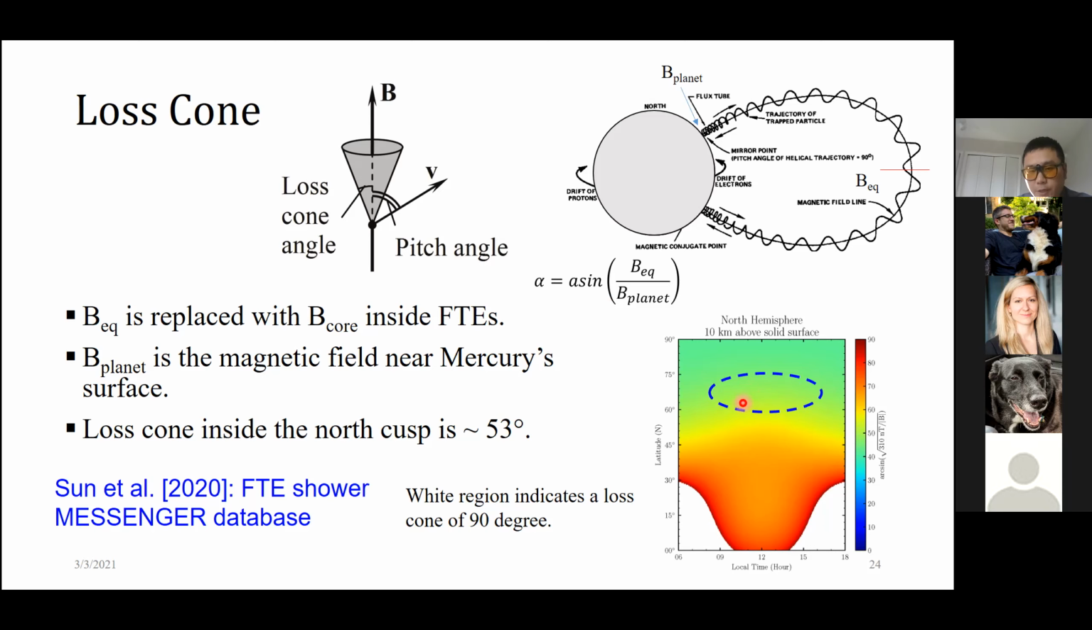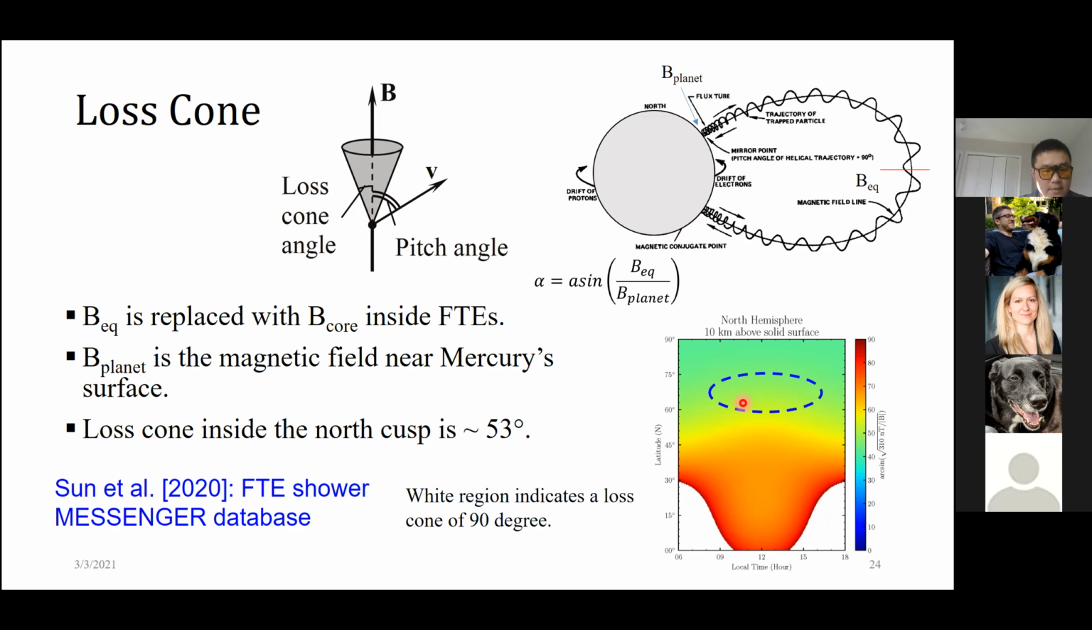That is huge compared to what we know at Earth. The loss cone in Earth's magnetosphere is like a few degrees, 1 to 3 degrees, and it's even smaller for the magnetospheres of giant planets. Okay, so we know that during the FTE shower intervals, there is a large amount of FTEs. So it could also bring a large amount of solar wind particles into Mercury's magnetosphere and precipitate them into the cusp region. So we want to know how those particles could influence Mercury's exosphere.